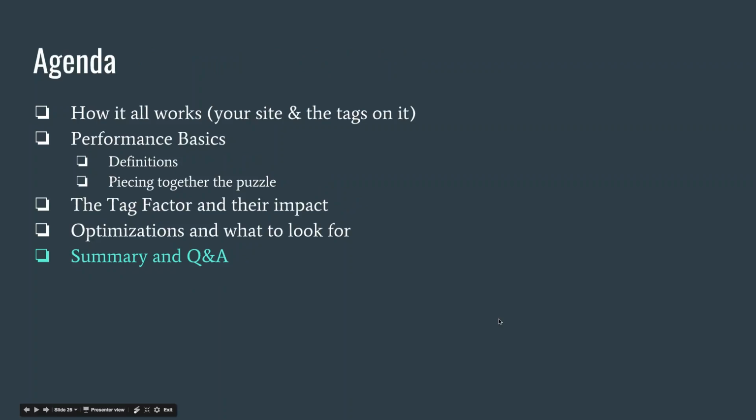So just to summarize, we went through originally how sites work to get an understanding of what the requests are, and what the different factors are that play a role within performance. We looked at the tag's role in that process, how they fit, how they can affect website performance, and then some of the different items to look for and some of the different things to optimize.